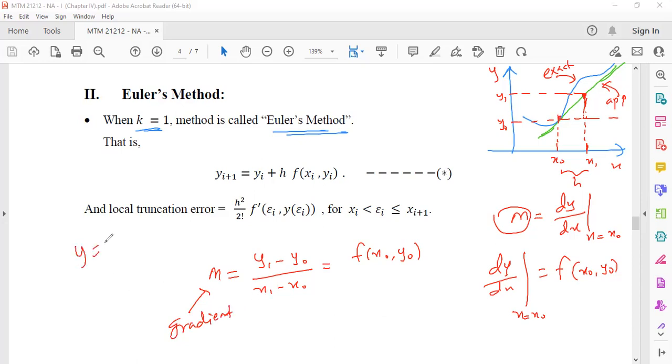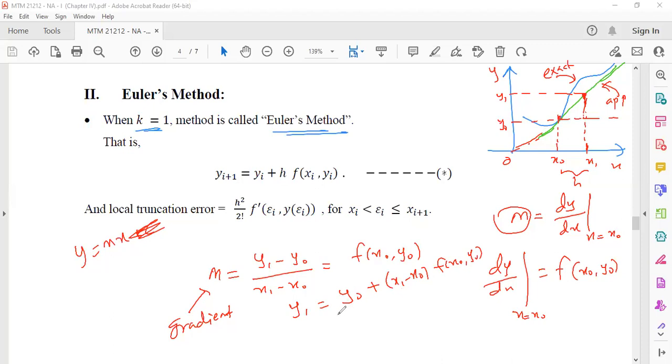So y is equal to mx plus c, but if you take it through the origin, you have y is equal to mx. Hope you know those things. I'm just deriving. If you cross-multiply this, what you'll have is y1 equal to y naught plus x1 minus x naught times f(x naught, y naught).